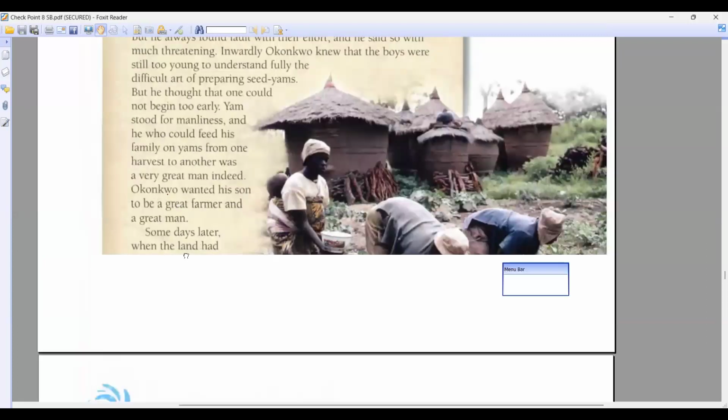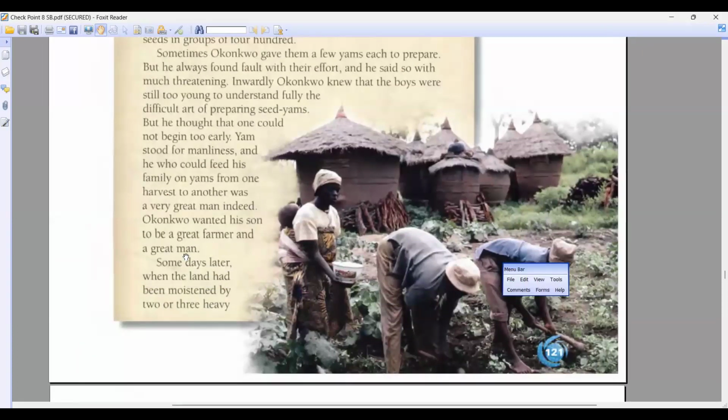Sometimes Okonkwo gave them a few yams each to prepare, but he always found fault with their effort, and he said so with much threatening. Inwardly, Okonkwo knew that the boys were still too young to understand fully the difficult art of preparing seed yams, but he thought that one could not begin too early. Yam stood for manliness, and he who could feed his family on yams from one harvest to another was a very great man indeed. Okonkwo wanted his son to be a great farmer and a great man.